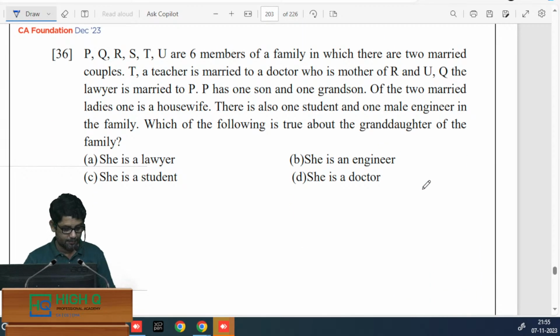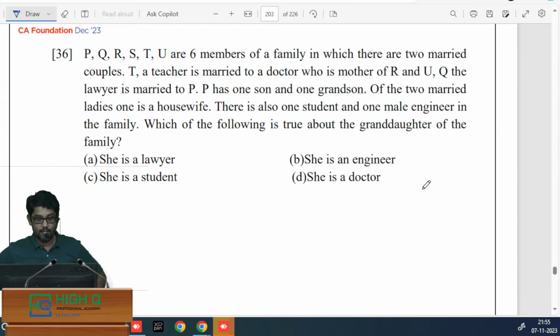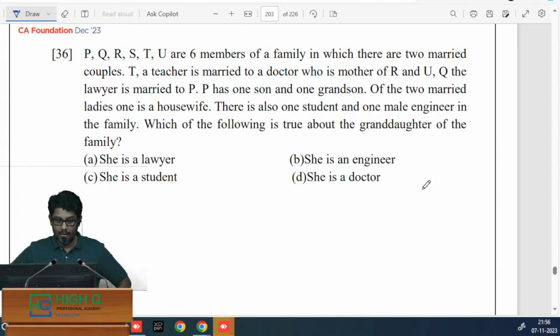Yes, can you do this, my dear? P, Q, R, S, we will wind up with this question. It's the last question. P, Q, R, S, T, U are 6 members of a family in which there are 2 married couples. T, a teacher, is married to a doctor who is mother of R and U. Q, the lawyer, is married to P. P has 1 son and 1 grandson. Of the 2 married ladies, one is housewife. There is also 1 student and 1 male engineer in the family. Which of the following is true about the granddaughter of the family?